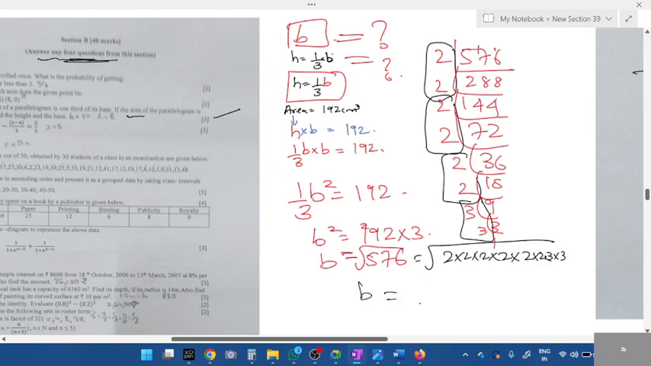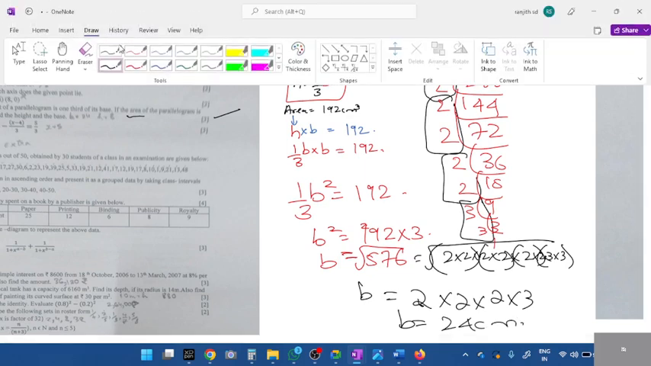So base is equal to, see, you pair it and take only one number outside. 2 into 2 into 2 into 3. The direct answer for 576 is 24. Okay, you get 24 centimeter. We got the value of base.